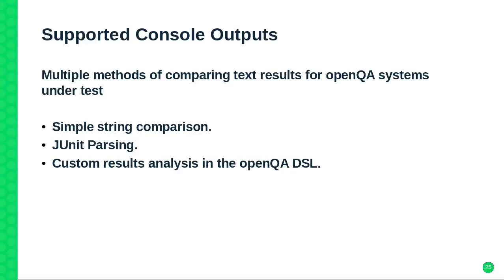When it comes to the actual results from a console thing, obviously command line stuff, we're going to do simple string comparison, but we also have full support for parsing JUnit files. So if you have existing test suites that pump out a JUnit response, openQA will then use that as part of its reporting as well. Or you can do very fancy stuff inside the openQA domain-specific language to kind of meld in your own analysis. So, do some test result, pump out some ridiculous XML file and teach openQA how to understand that, and then add that to the results of openQA.